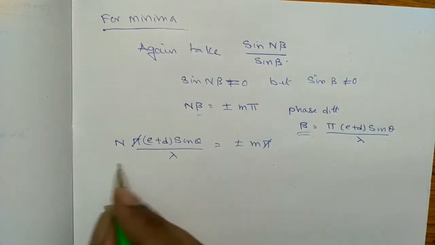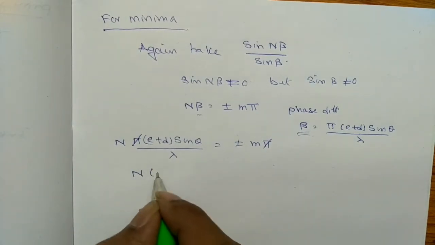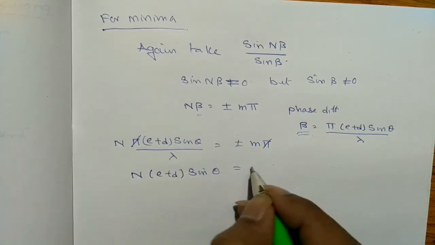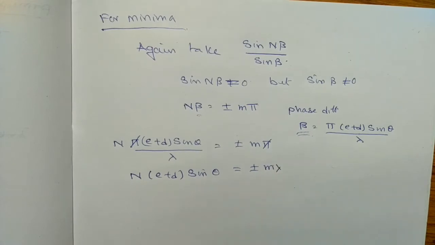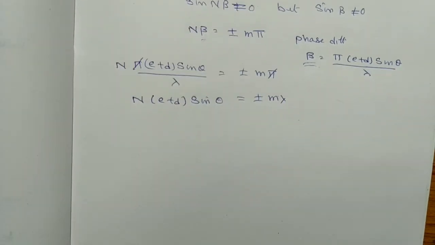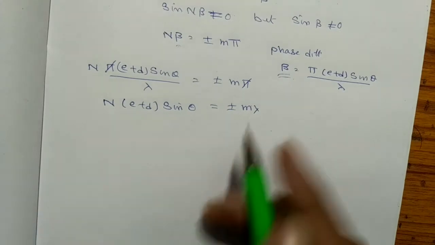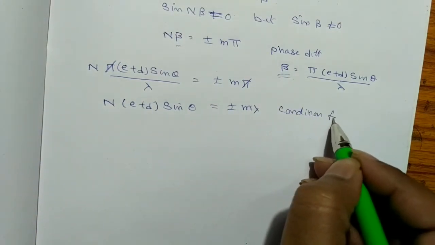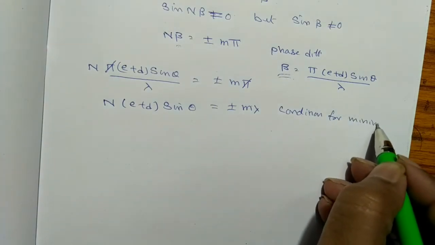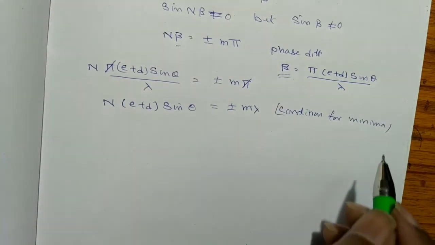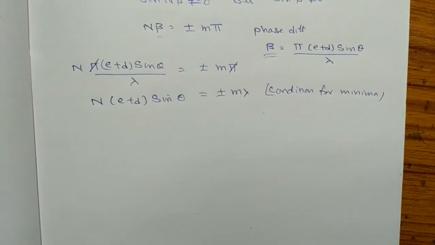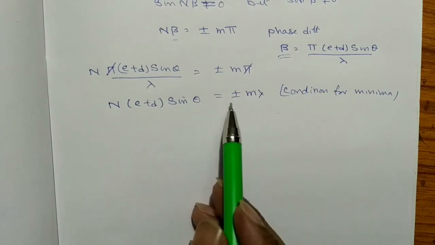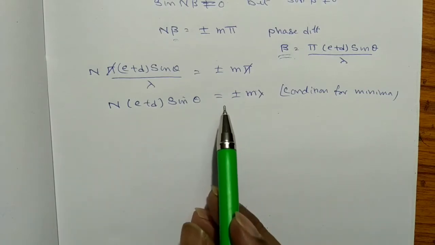Pi and pi get cancelled. Then n into (e plus d) sin theta is equal to plus or minus m lambda. This is the position and condition for minima. So we have to do some calculations by using this formula. Problems may ask like this.